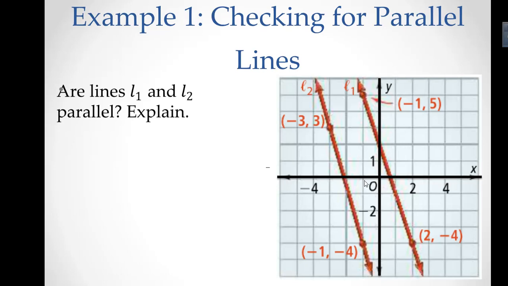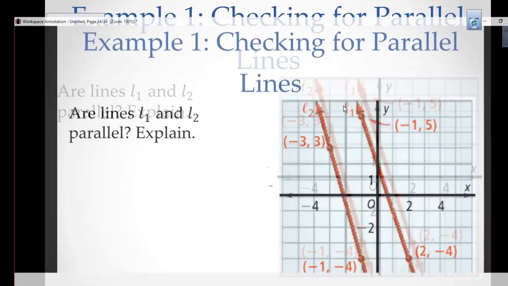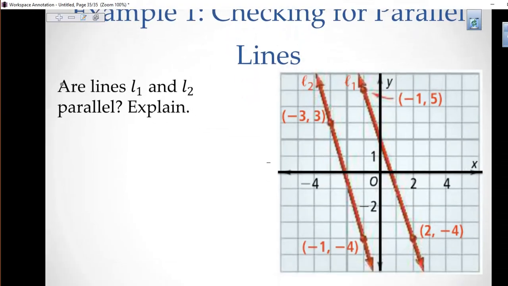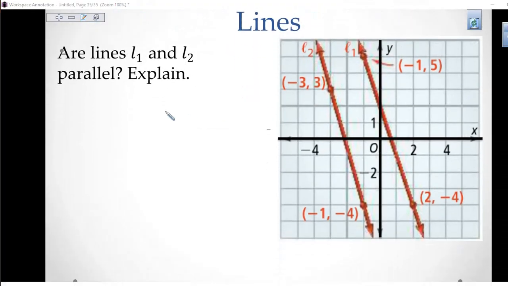So let's take a look at these two lines. Are line 1 and line 2 parallel? Now we can do this a couple ways. We can count to find our slope, or we can use our slope equation to find our slope. So in order to see if our two lines are parallel, we need to compare their slopes. So let's take a look at line 1.